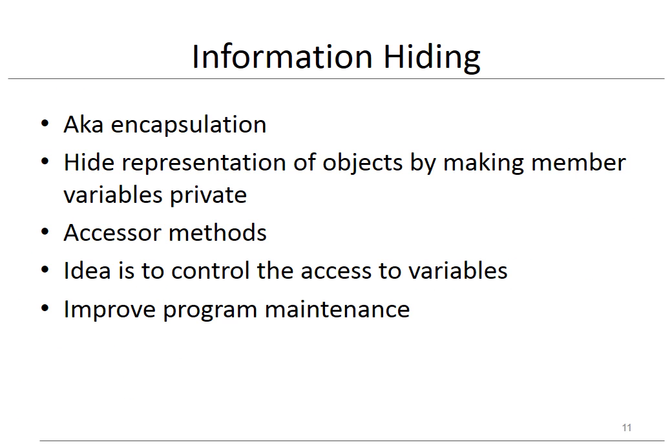Information hiding, also referred to as encapsulation, is an object-oriented practice that hides the internal representation of objects. The idea is to make member variables private such that they are not accessible from outside the class. This can be accomplished by creating accessor methods to grant access to view or modify the values of the variables. This gives the programmer control over how and when variables are accessed, which contributes to program maintenance.